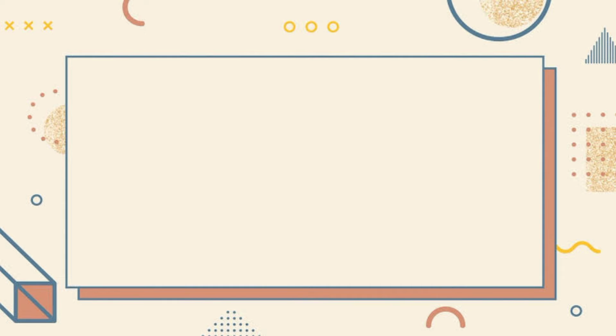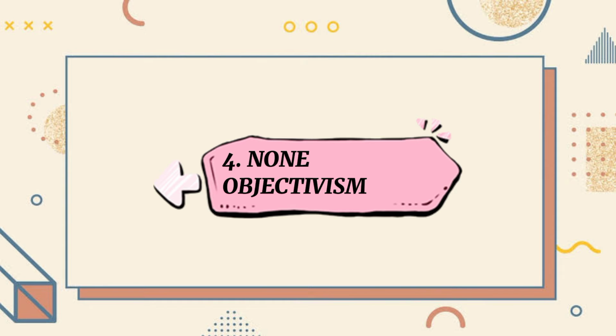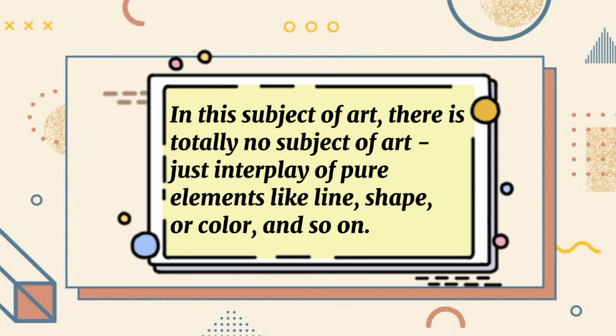The last one was non-objectivism. In this form of art, there is totally no subject, just an interplay of pure elements like line, shape, or color, and so on.